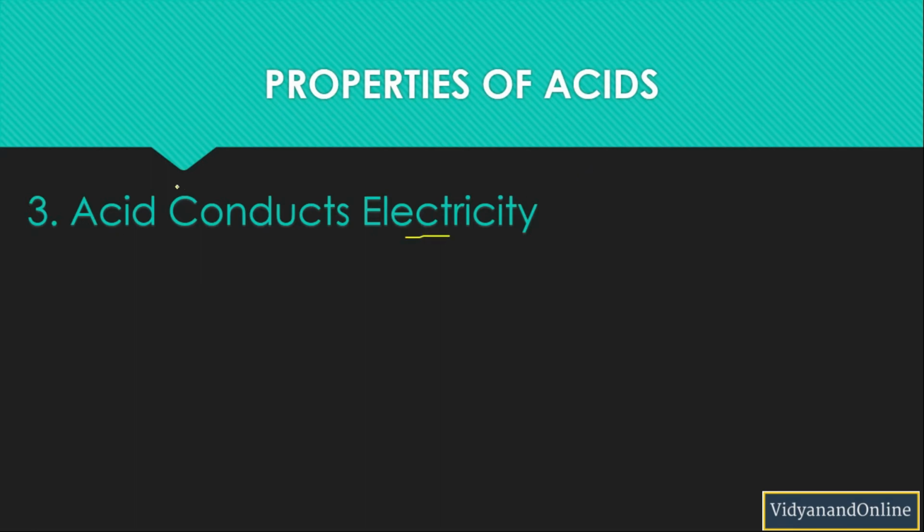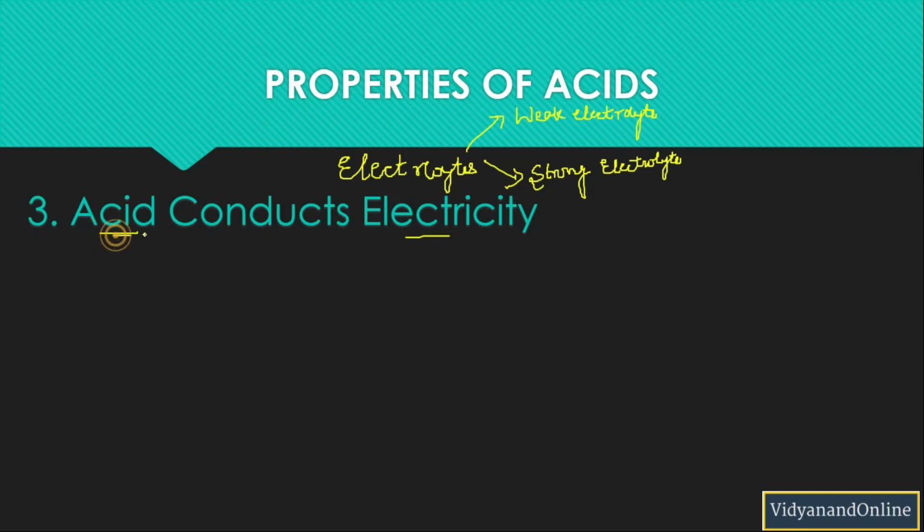Okay, now the solutions which conduct electricity are called electrolytes. Now there are two kinds of electrolyte, weak electrolyte and strong electrolyte. Okay, so in aqueous solution, acids ionize in order to form H plus ion along with the formation of a negative ion. So due to the presence of these ions, the acid actually acts as an electrolyte and thus conducts electricity.